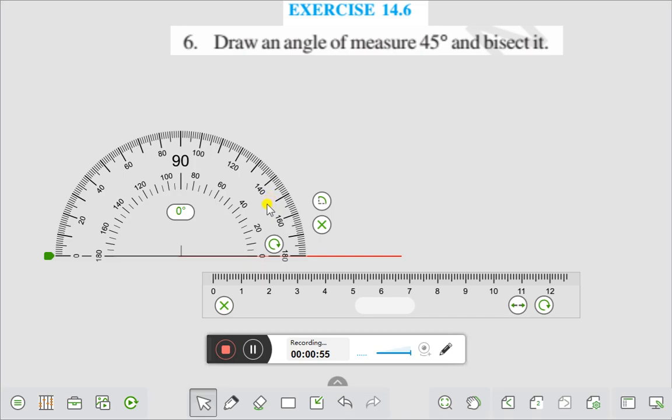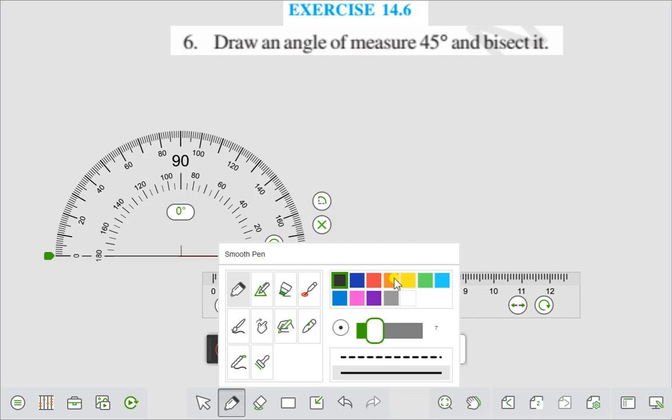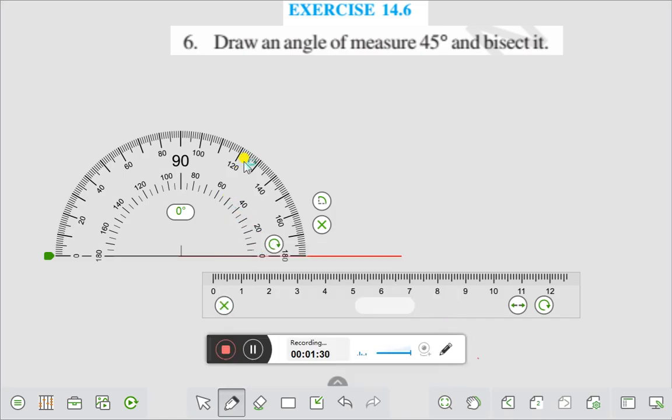Now we'll take an angle of 45 degrees. It is 10, 20, 30, 40, and this is 50, this is 45, right? Or in this way also, that is 10, 20, 30, 40, and this is 45. So the angle of 45 degrees is at this point.